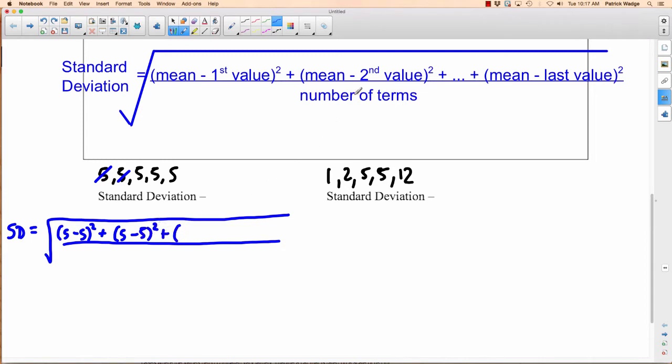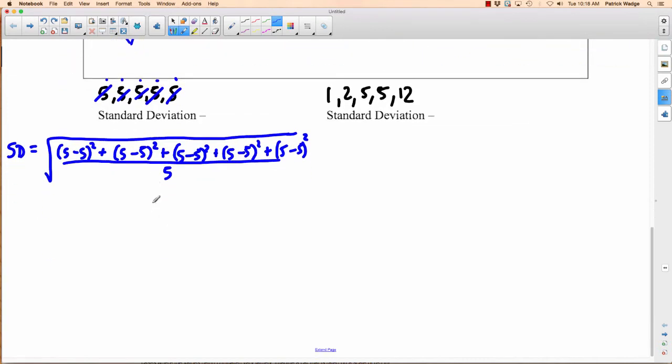Plus, we take the mean again, we subtract the third value, which is 5, and square it. Plus, we take the mean, subtract the fourth value, and square it. Plus, the mean, take away the fifth value, and square it. And then we're going to divide all this by how many terms there were. There were 1, 2, 3, 4, 5 terms. So this is what we have to do. Once we've done all that, we'll have our answer.